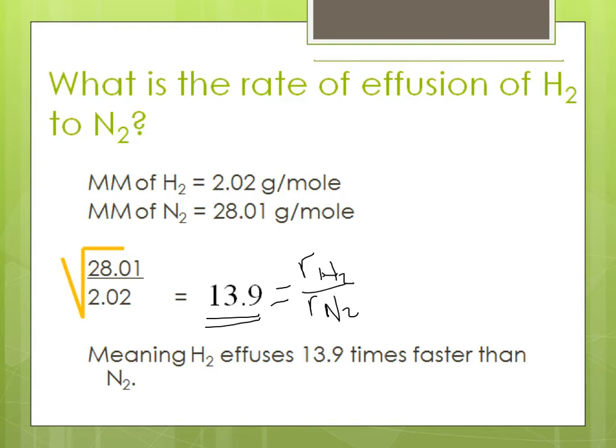What this tells us is that hydrogen effuses 3.9 times faster than nitrogen. Now this should make sense because we said that the lighter the atom or the molecule was, the faster it would effuse. It'll travel faster, and it's smaller, so it's easier to go through the hole. So the lighter the atom or molecule, the faster it's going to travel compared to heavy molecules. So that's why hydrogen effuses 3.9 times faster than nitrogen.